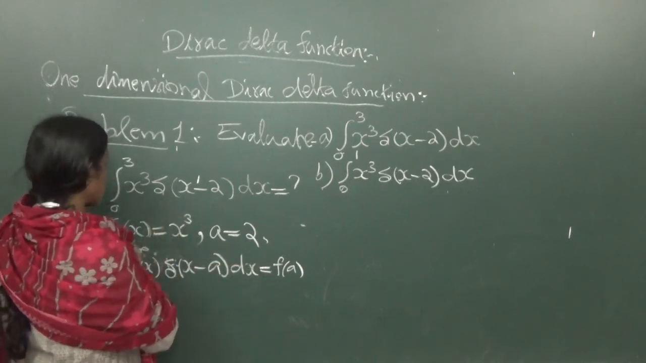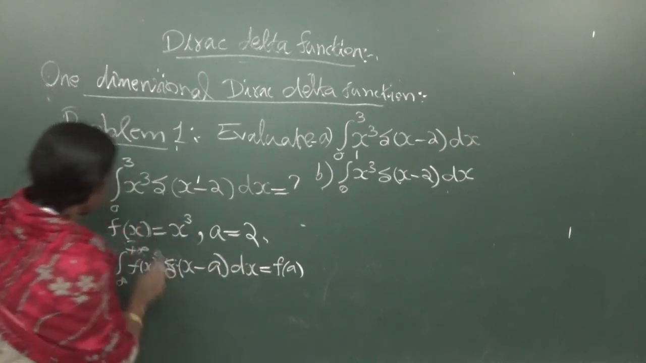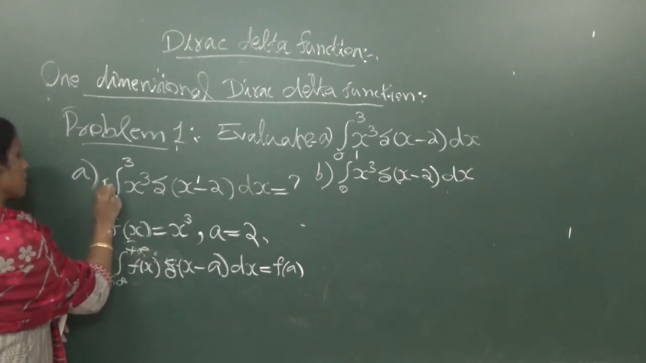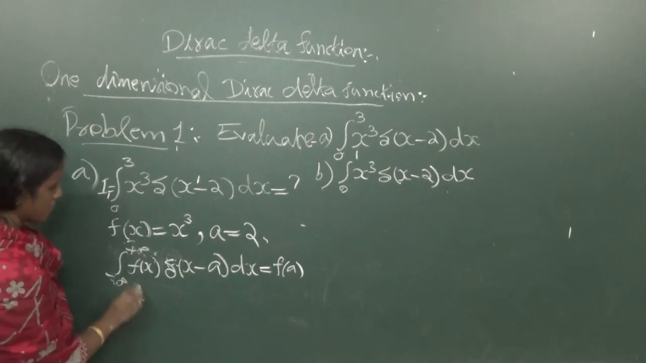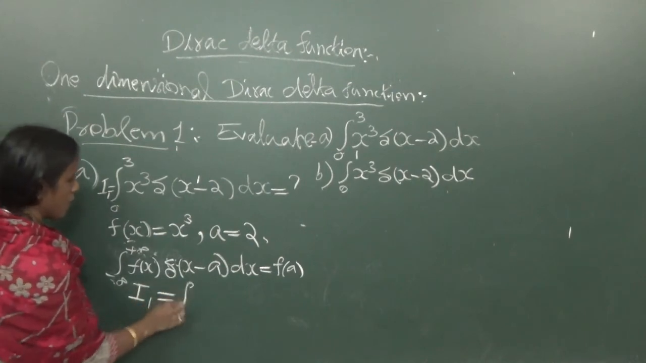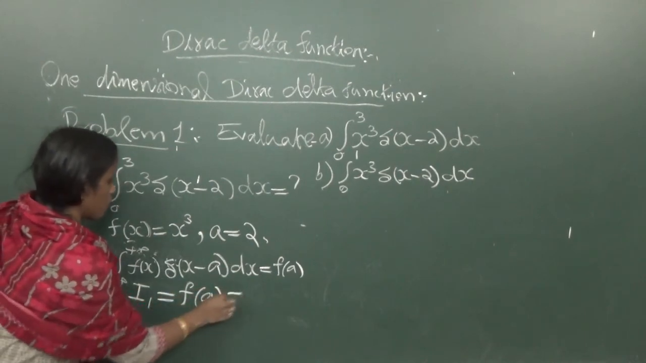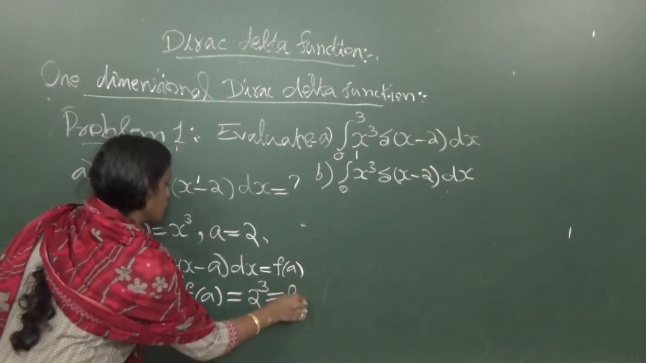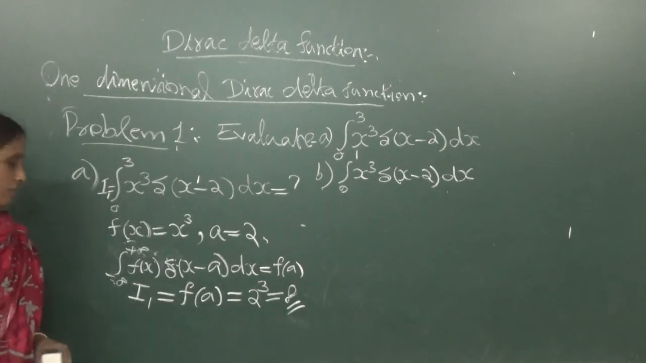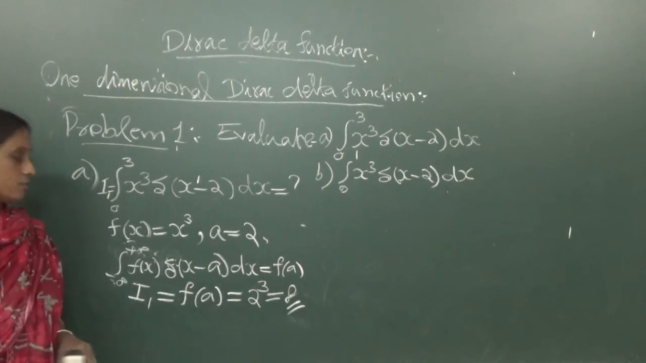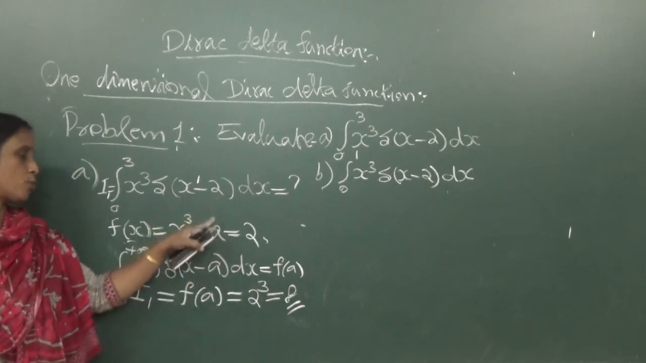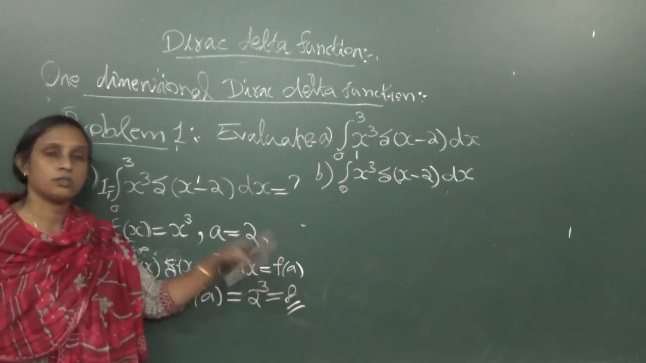That means in the given problem, this is equal to, let it be I1. Okay, I1 equal to f of a equal to 2 raised to cube. This is equal to 8. Okay, because f of x equal to x cube, so a cube, 2 cube. You get 8.